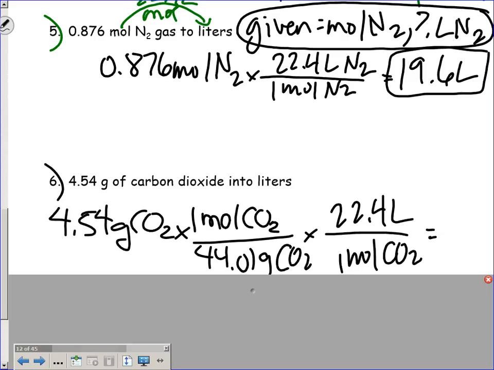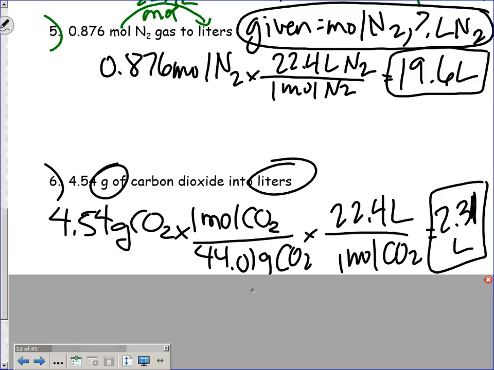Yes ma'am. You're converting these to liters? Yes. This question says liters, and this one starts you with grams. There's not a direct conversion between grams and liters, so you have to stop at moles first, and then go from moles to liters. That's what this over here is: grams to moles, moles to liters.